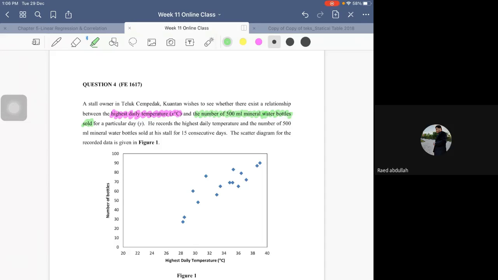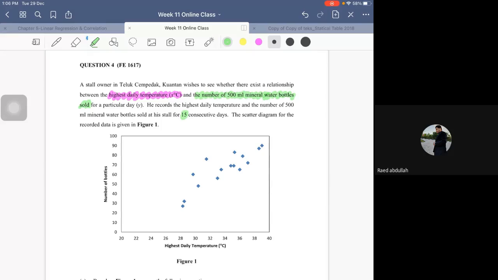So he records the highest daily temperature and number of 500 milliliter mineral water bottles sold at his stall for 15 consecutive days. So how many samples are there? Basically we have 15 samples taken from 15 consecutive days. The scatter diagram for the recorded data is given in figure 1. So from whatever data that this person gets, he comes out with a scatter plot.